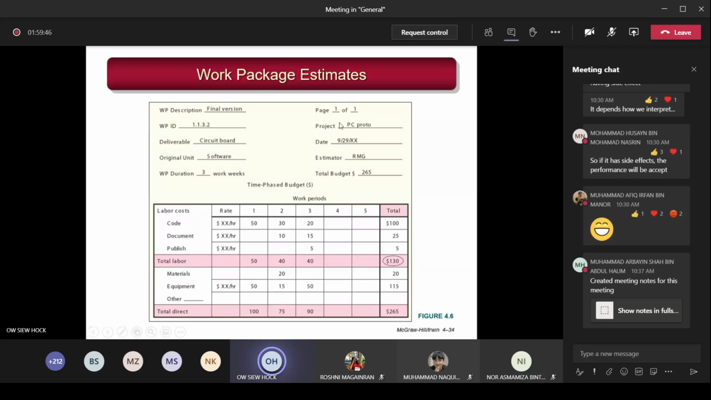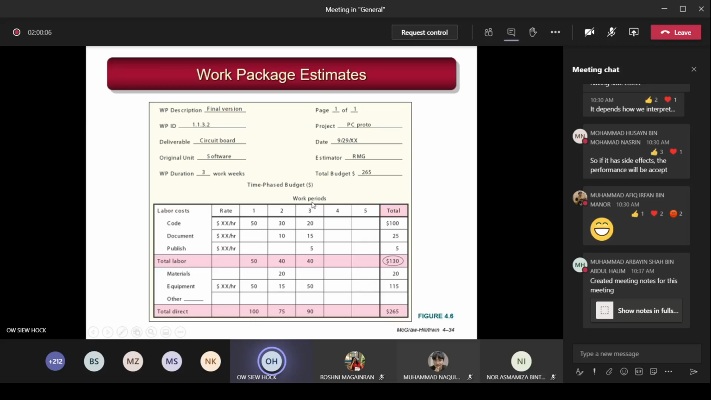Next, under what project title? What is the date? Here, the estimator, because this is cost incurred. Somebody is going to estimate the cost here. So who is the estimator? And then what is the total budget? So total budget is from here, $265. Let's say it's dollars. Then you put here $1,000 or $265,000, something like that. So you put the amount here.